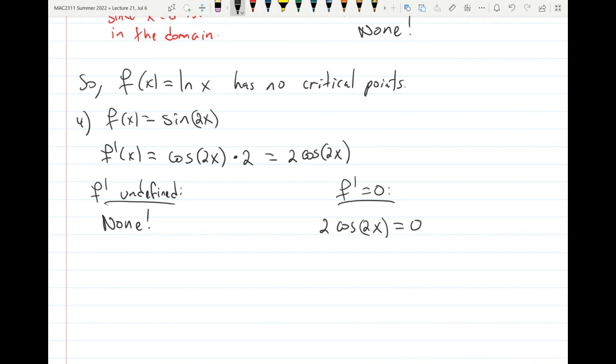Let's figure out when the derivative is equal to 0. Here, as you know, we do have some solutions. So that 2 is irrelevant, so cosine of 2x equals 0. And then we need to solve this equation. Now remember, how do we do this? You just have to figure out when this guy is equal to 0. And as you know, cosine is 0, where? Pi over 2, 3 pi over 2. And we can combine those two by saying pi over 2 plus k pi. Do you remember this? We have discussed this several times already.